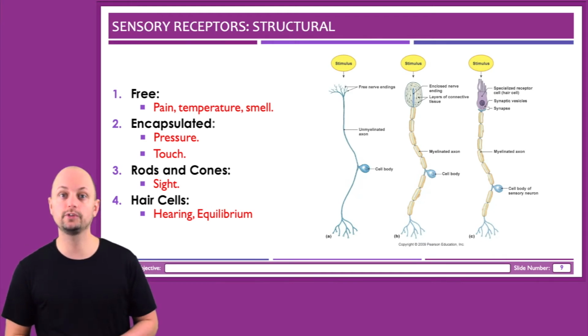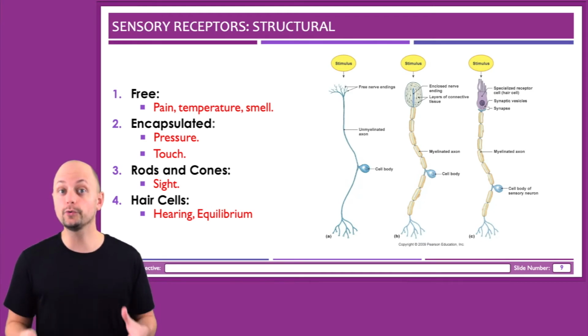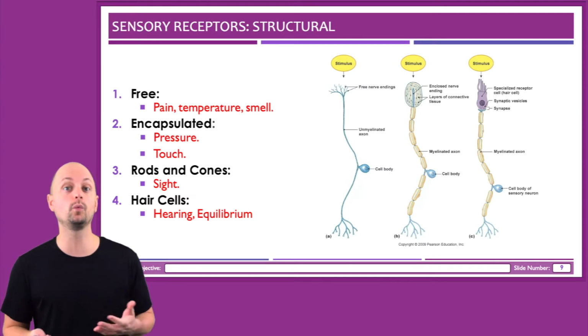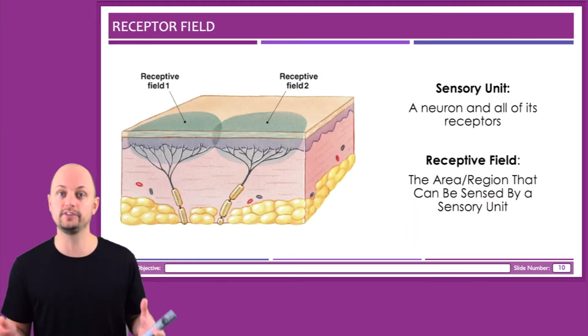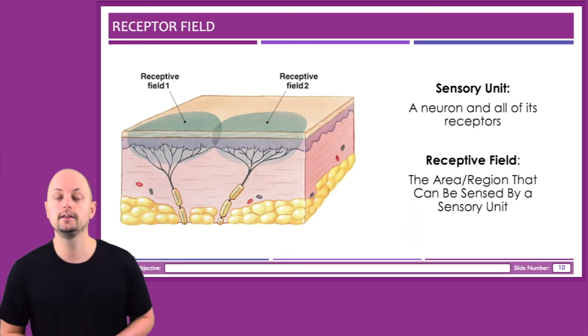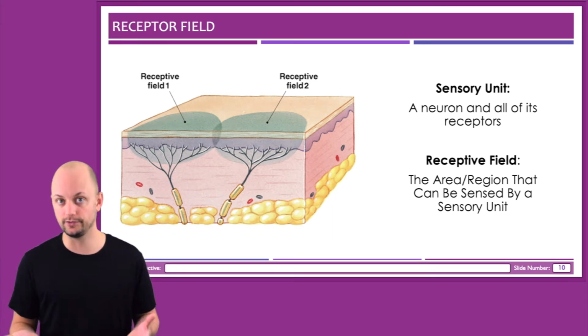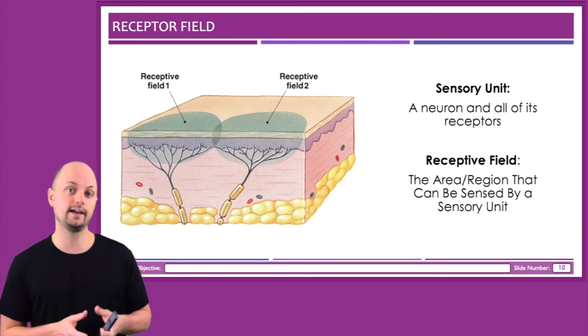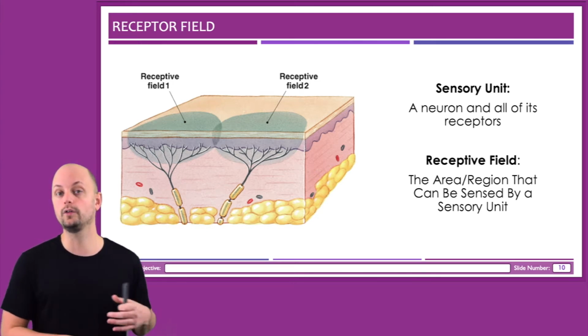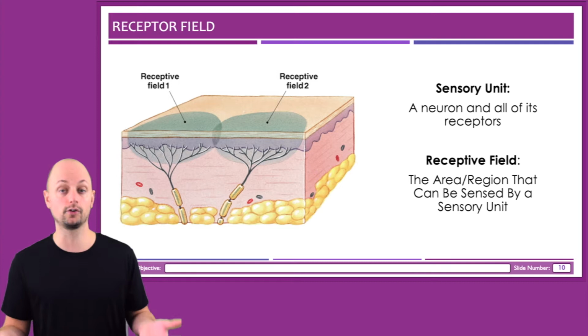Because sensory receptors are always on or associated with neurons, we can describe one neuron and all of its receptors as a sensory unit. This is an analogous term to motor unit, which we talked about in the skeletal muscle unit. Remember, we defined that as a motor neuron and all of the muscle fibers that it can control.